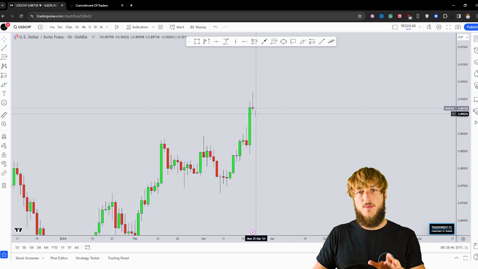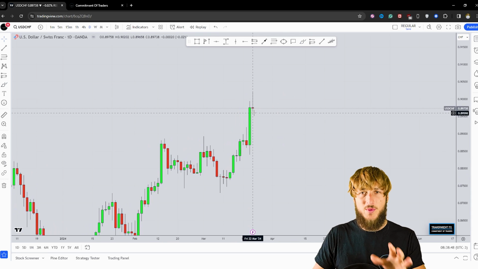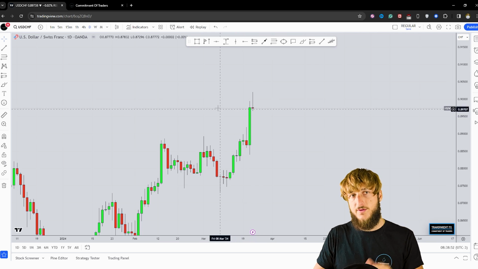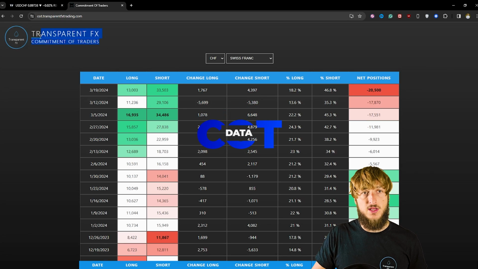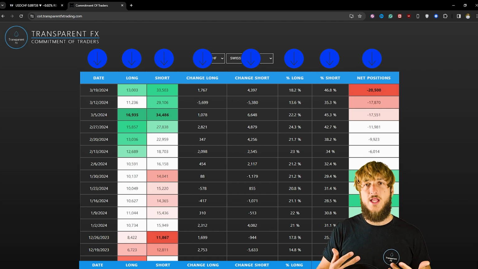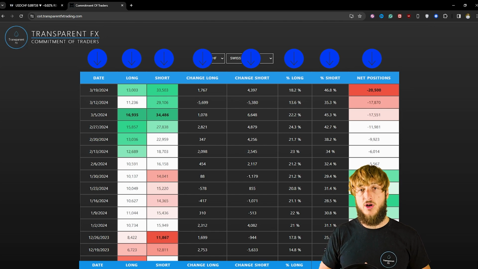Now, at the moment, from a daily standpoint, what do we have? Well, before we go in detail into the technicals here from a daily perspective, first, let's go and see what we have when it comes to the commitment of traders. So the COT data, so essentially what hedge funds and the big players in the market are doing.